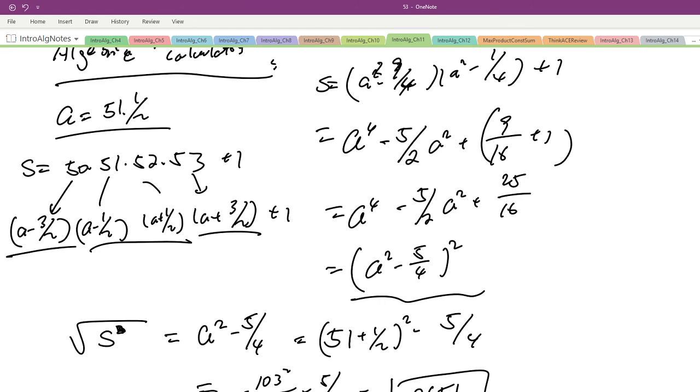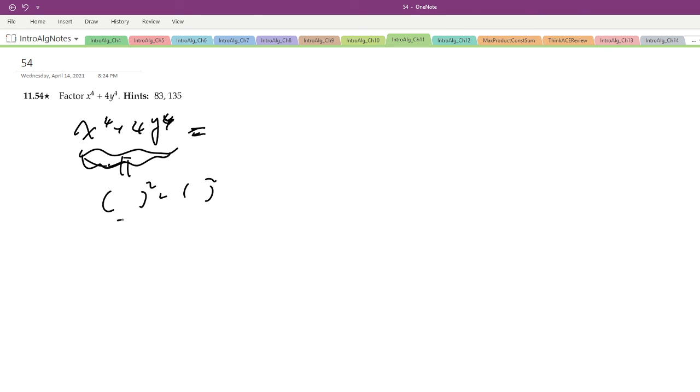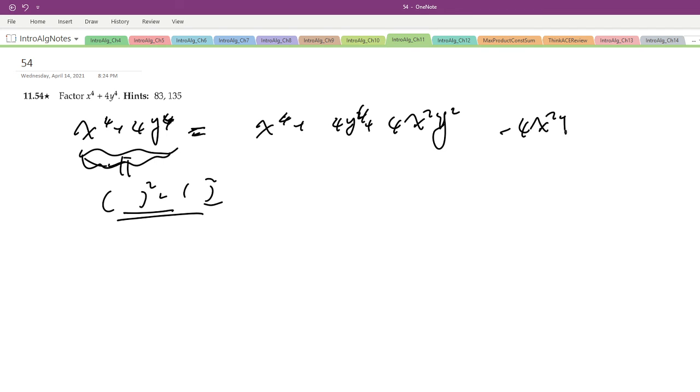Okay, next. So we want to factorize x to the 4 plus 4y to the 4, right? So in order to factorize, we need a perfect square minus some perfect square, right? So what we want to do is x to the 4 plus 4y to the 4 plus 4x square y square, then minus 4x square y square.